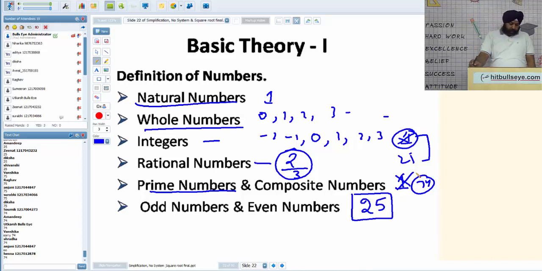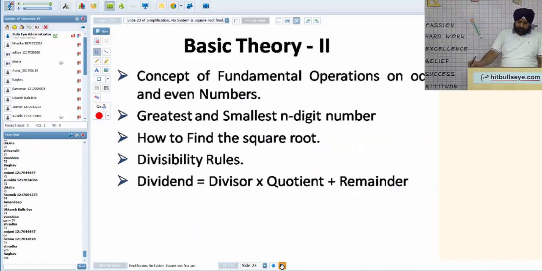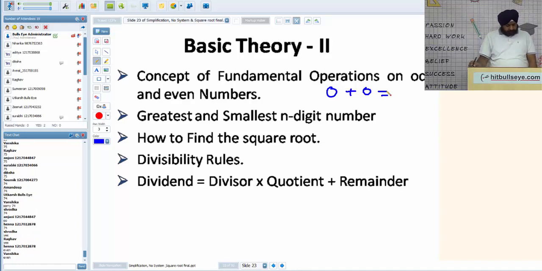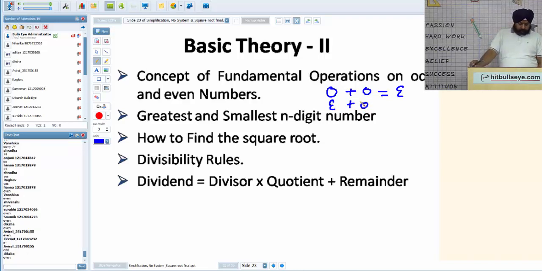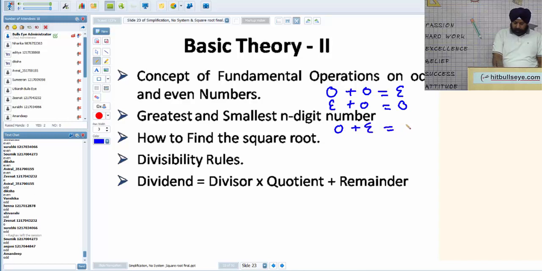I hope you understand odd numbers are 1, 3, 5, 7, which are not divisible by 2. Even numbers are 2, 4, 6, 8. Okay, basic operation concept. What is the nature of odd plus odd? Is it even or odd? You can take the example 3 plus 5, which is 8, so even. Absolutely. What is even plus odd? Is it even or odd? You can take the example 6 plus 3 is 9, so it's odd. Similarly, odd plus even is also odd.